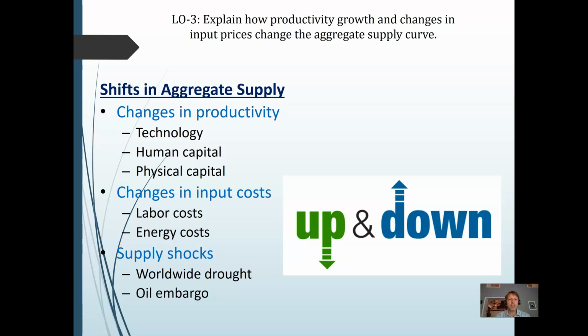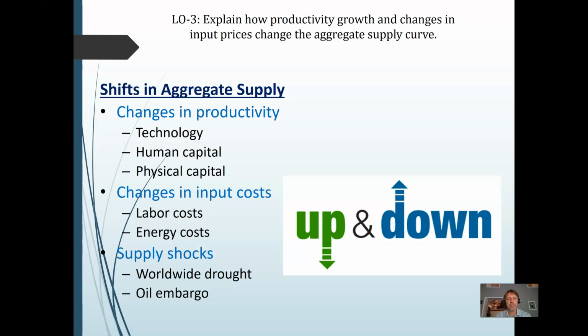And so more broadly, you'll see changes in input costs, supply shocks, and changes in productivity. Those are the three broad categories that can move supply. But technology, if technology makes it better, then it will shift it up. Human capital, more skill or more of us. Physical capital, more space or better use of that space.